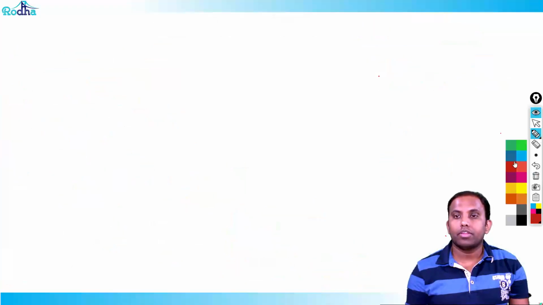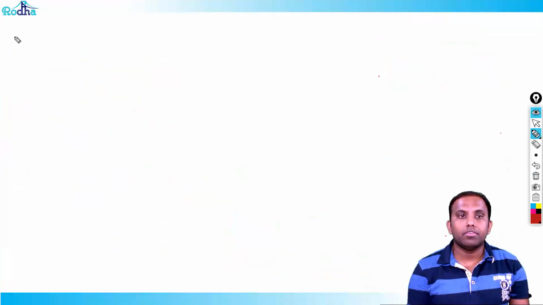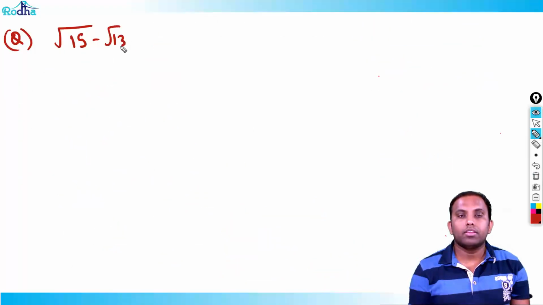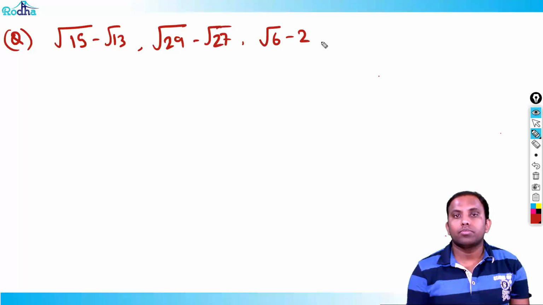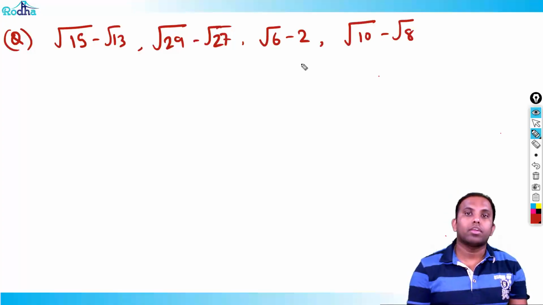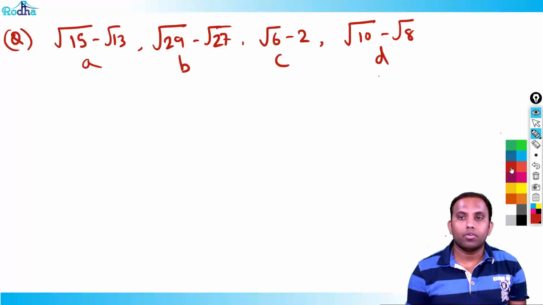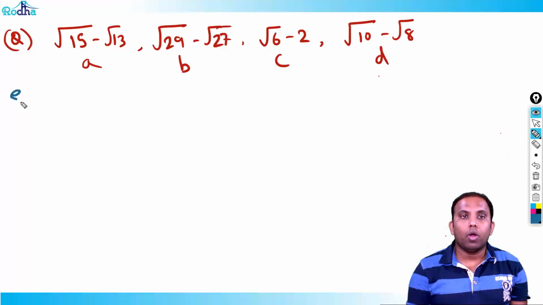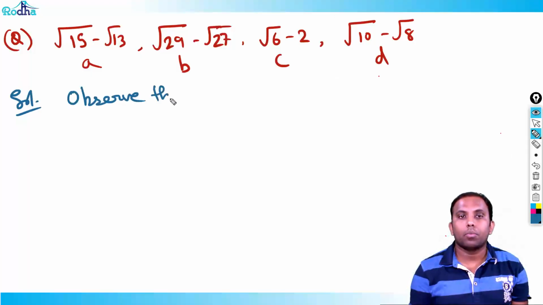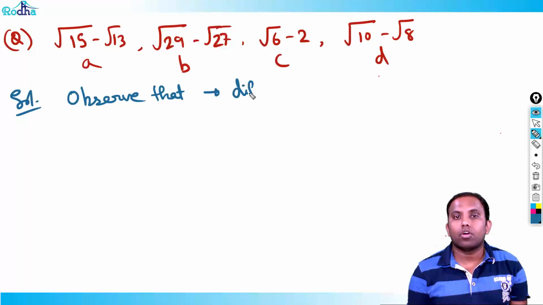See, difference constant. Suppose the question is root 15 minus root 13, root 29 minus root 27, root 6 minus 2, and root 10 minus root 8. This is A, this is B, this is C, this is D. Arrange in their order. So what you'll observe is that the difference is constant.